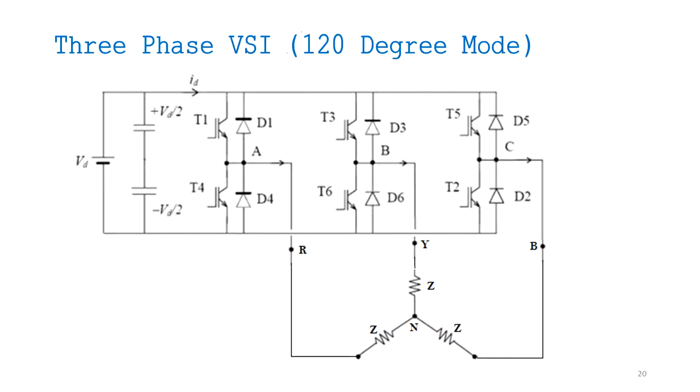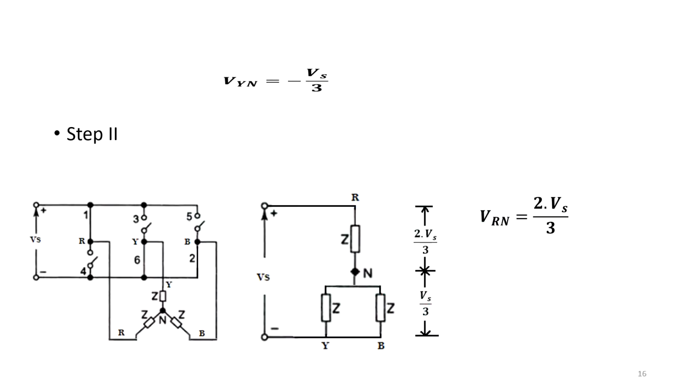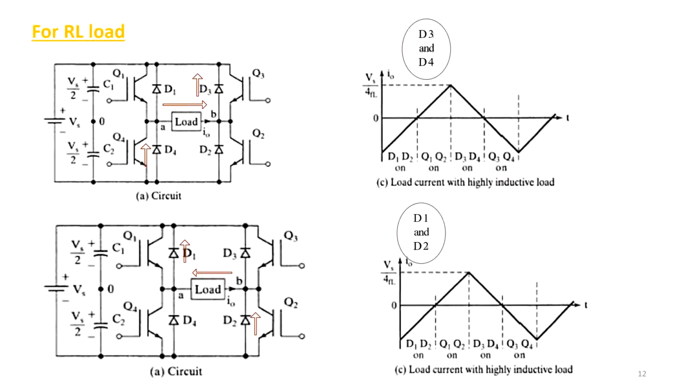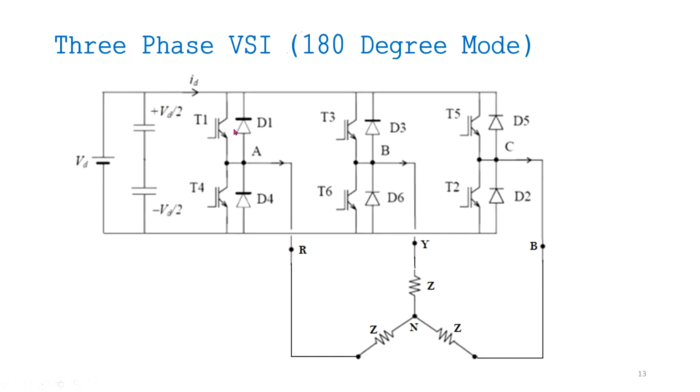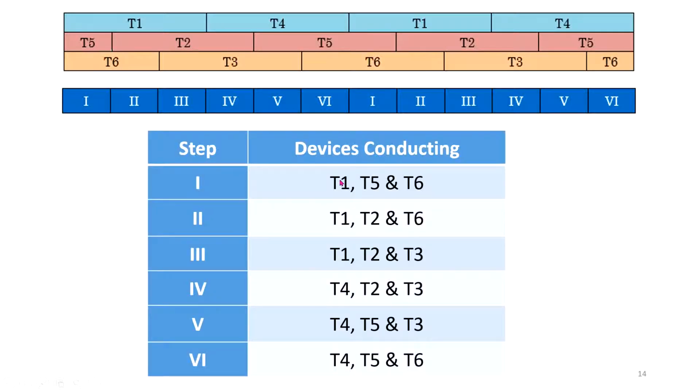The difference between 180-degree and 120-degree, as we take a view of the previous class, if we say this is 180-degree, the difference is only the conduction. If T1 is conducting, it conducts for 180 degrees. This is the sequence. T1 pairs with each of the thyristors for 60 degrees, and in total it conducts 180 degrees.